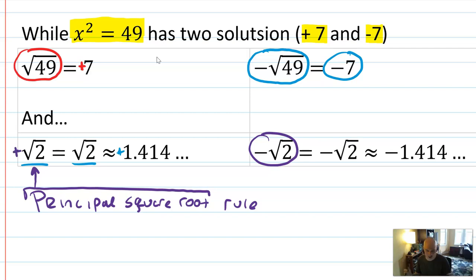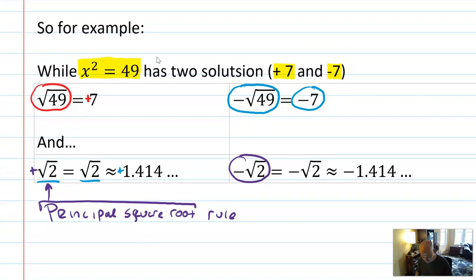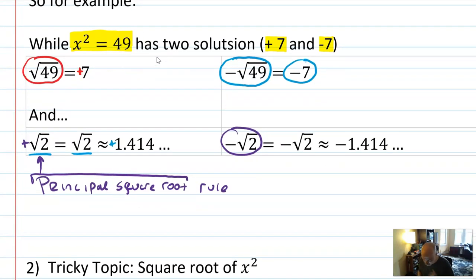But if you're talking in class and you say, hey, why is there no plus or minus here? We'll probably just say, because of the principal root rule. And this is what we're talking about. It's because we're not solving an equation. We're looking at a single specific number that has been defined by us. We've made a choice that when we see that symbol, that's just going to be the positive version. And if the author puts a root there but wants you to think about both, it's their job to put the plus or minus.